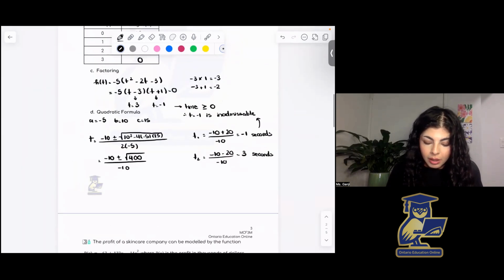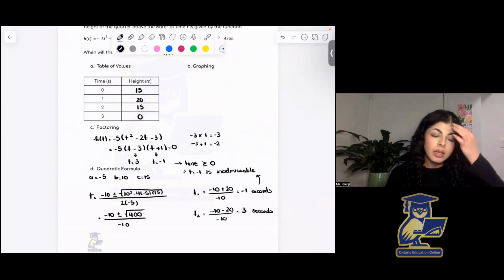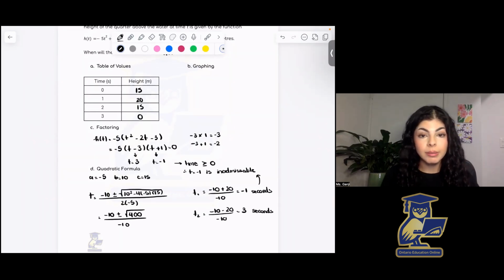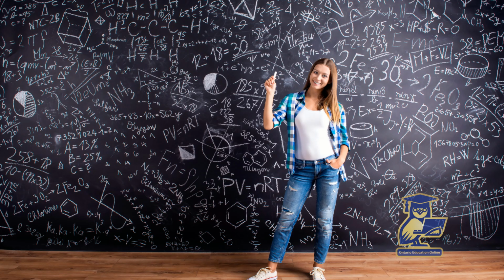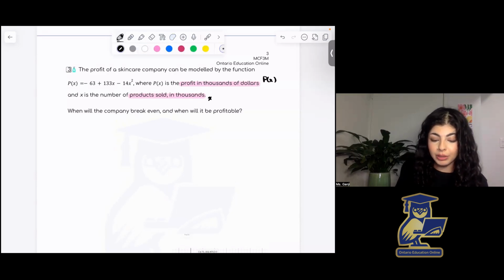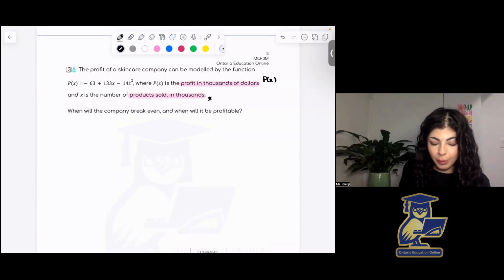So we've now seen 4 different ways to answer this question. I'll let you reflect on which method you think is the best, which method makes most sense to you, and which one you might have chosen to solve this question. Looking at this function here, it's numbers that I don't want to tackle factoring. So I'm just going to write the quadratic formula right away and work with that.